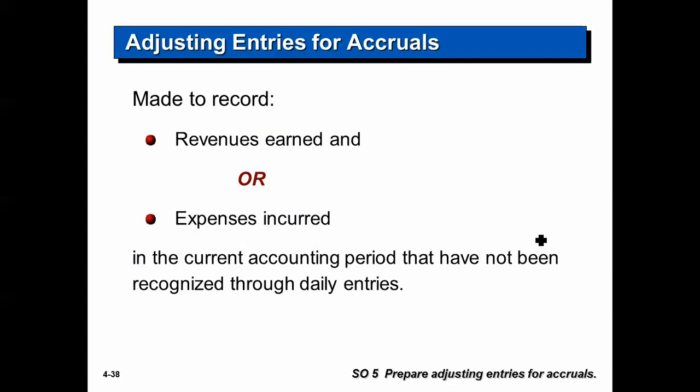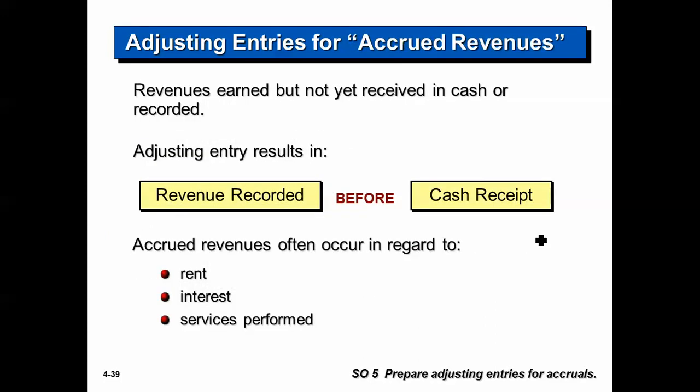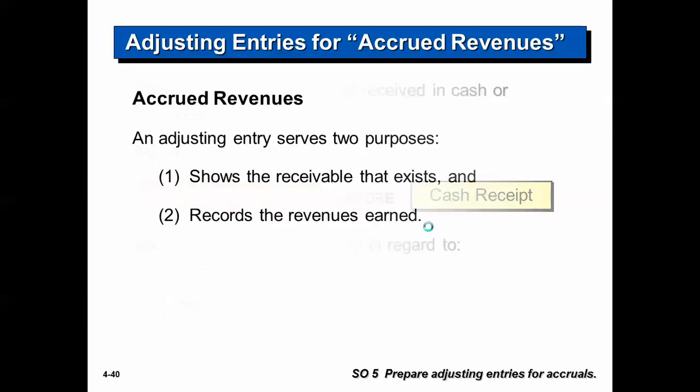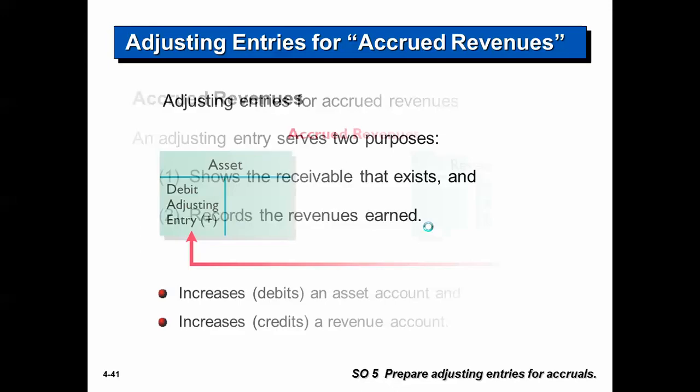All right, adjusting entries for accruals. Now, we're talking accrued revenues and accrued expenses. Accrued revenues are revenues that are earned but have not yet been received in cash, or we haven't billed them. We've earned the revenue, but by the end of the month we didn't have a chance to send them an invoice and we didn't write down that we have earned that revenue. So that's exactly what we do.